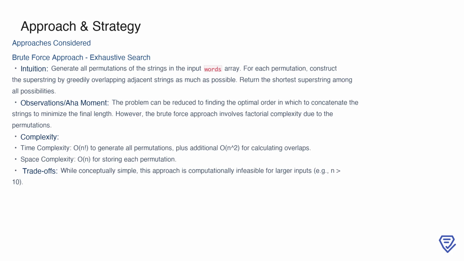Now, while this approach is conceptually simple, it quickly becomes computationally infeasible due to its factorial time complexity, which arises from the need to evaluate all permutations. Additionally, calculating overlaps between strings adds an extra layer of complexity, making it impractical for larger inputs. This method works well for understanding the problem at a basic level but isn't viable for real-world use when the number of strings grows beyond a small number due to its exponential growth in both time and space requirements.